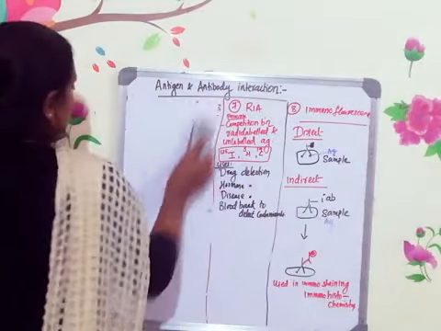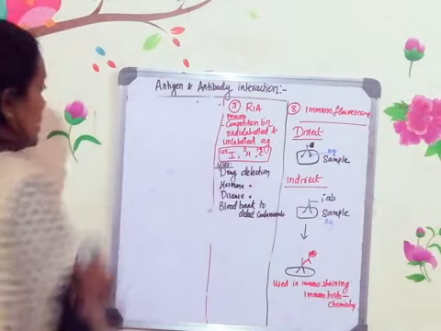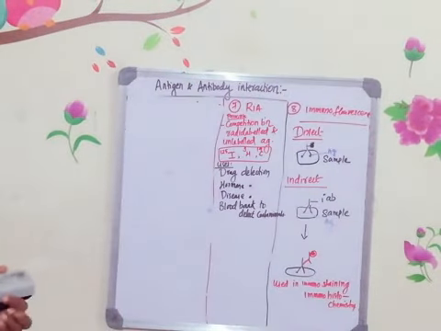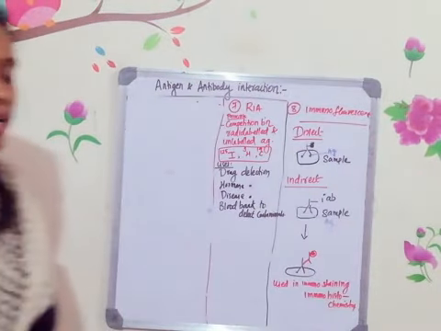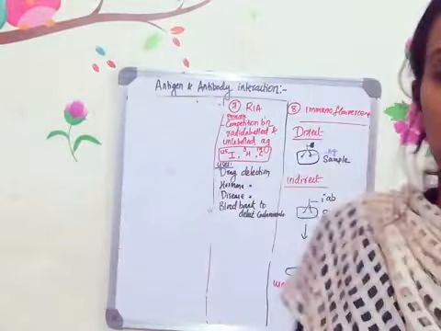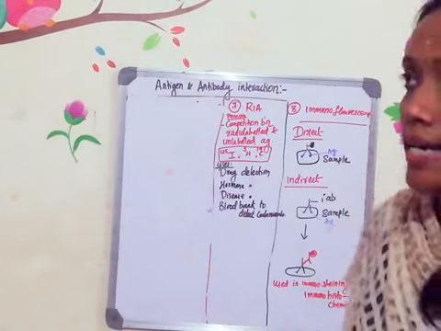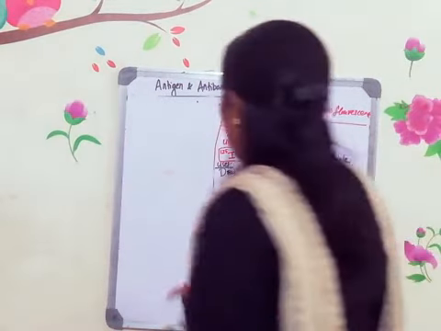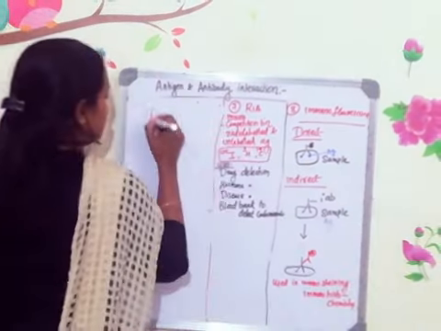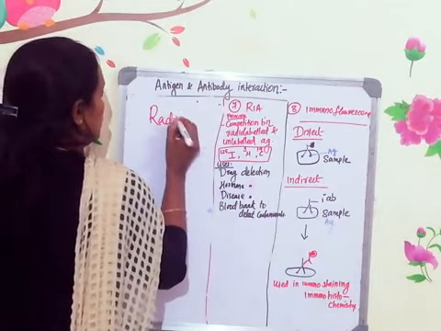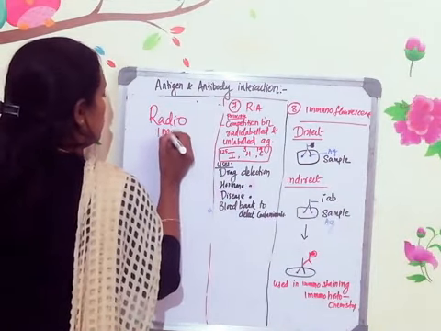Now the next method is known as RIA. RIA stands for radioimmunoassay. Don't get confused with radial immunodiffusion. That is RID. This is RIA. RIA stands for radioimmunoassay.